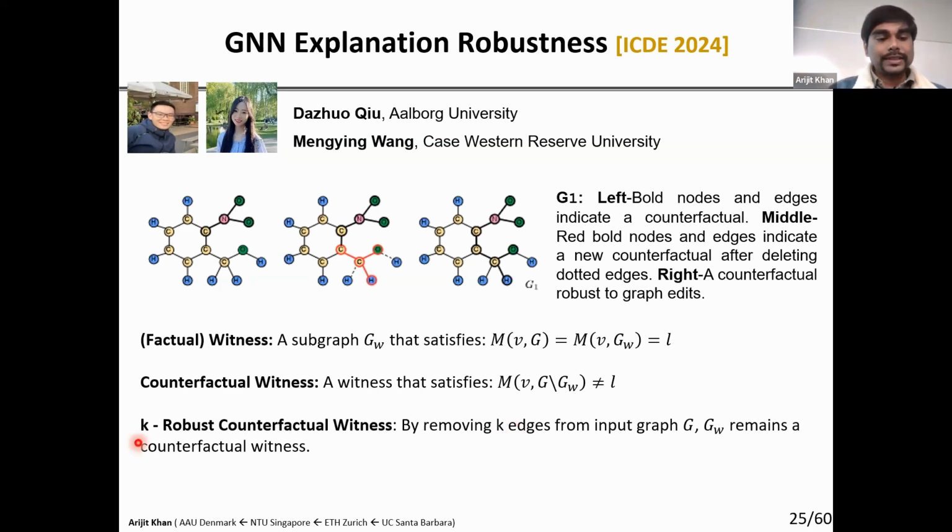Because if those k edges are outside the explanation, which is the key part of the graph that is producing the decision, then they are kind of insignificant, right? So by changing them, your decision and the explainability that you get should not change drastically, right? So that's why we also want to incorporate this robustness criteria.